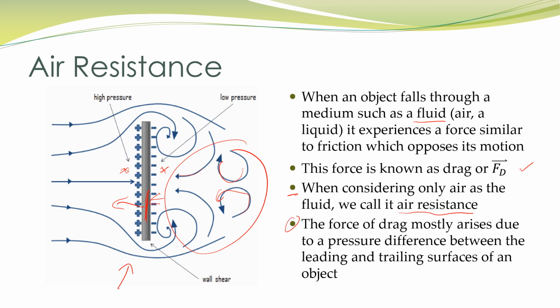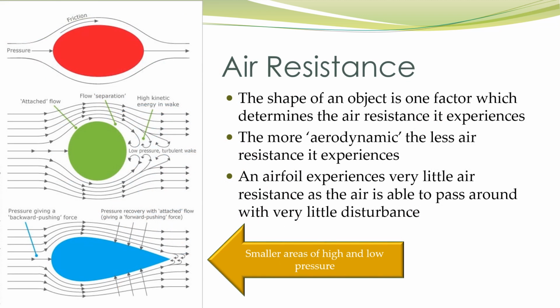And this force, as we said, is due to the pressure differences between the leading edge and the trailing edge of an object. If we look at that a little bit differently, we've got three examples there, and essentially the shape of an object is one factor which determines how much air resistance we have. If we're more aerodynamic, there's less air resistance. And if we take that even further, an airfoil is designed to have very little air resistance as the air flows around it.